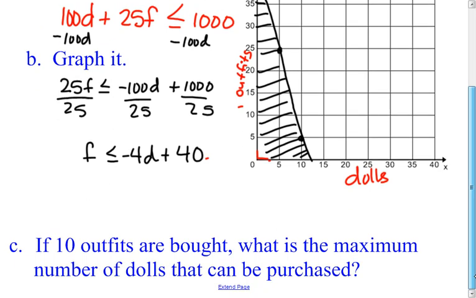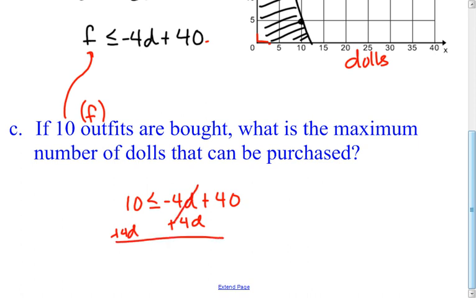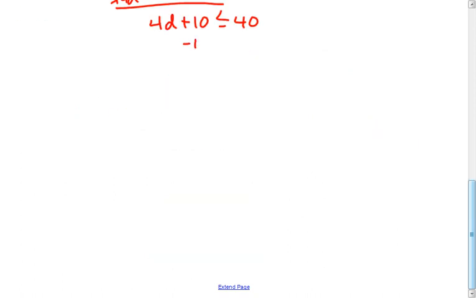So the question is this. If 10 outfits are bought, what is the maximum number of dolls that can be purchased? So remember that outfits was our F, and so I'm going to plug 10 in for F. So 10 is less than or equal to negative 4d plus 40. And I am going to add this 4d over here. So I'll have 4d plus 10 is less than or equal to 40. Subtract 10. And I'll have 4d is less than or equal to 30. Divide by 4.